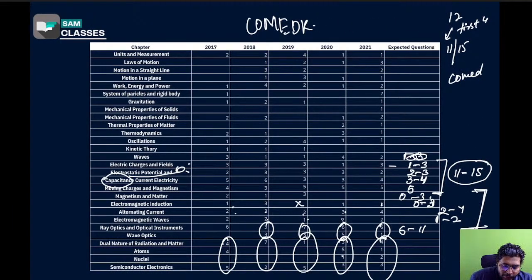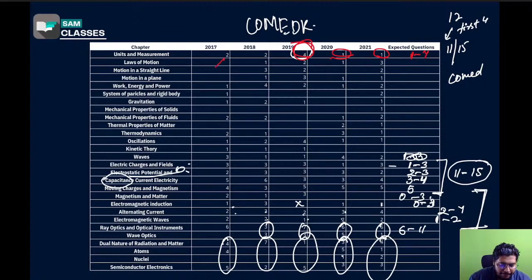Units and measurement, see, 2019, 4 questions. CET never dared to give more than 1. Correct? Max 2. Comedk, 4. See the variation. 1. Again 1. So you can't judge it. So it can go from 1 to 4. Clear? Now coming to the next.